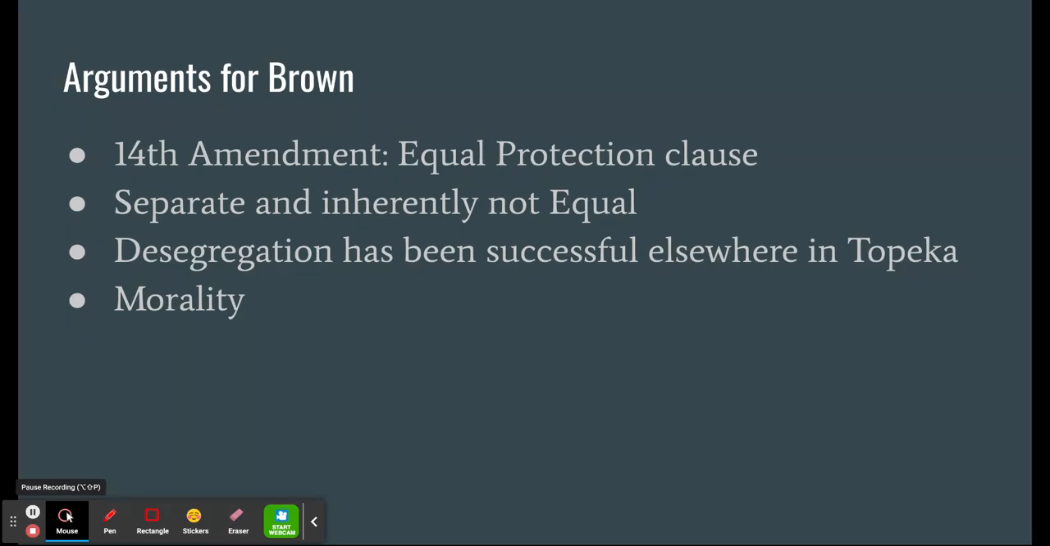And they also point out that there have been successful examples of desegregation elsewhere in Topeka. And so it is very possible, and therefore the school had no excuse. And then obviously the lack of morality in segregating schools.